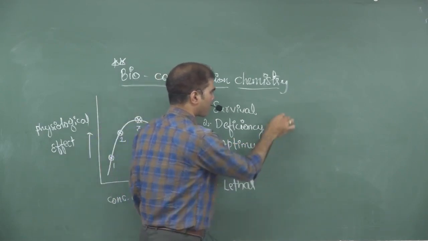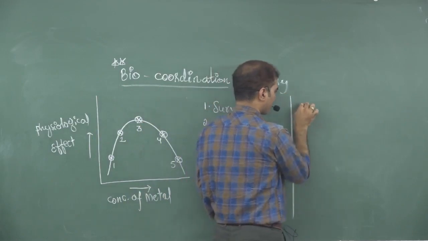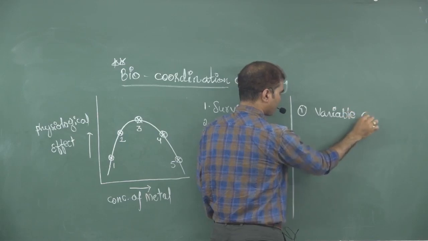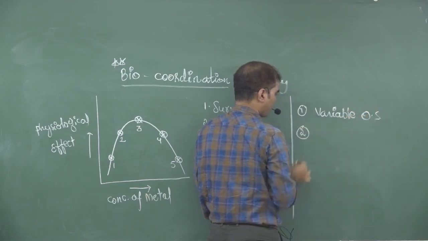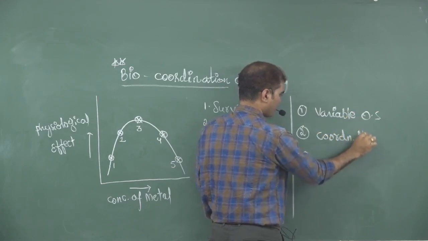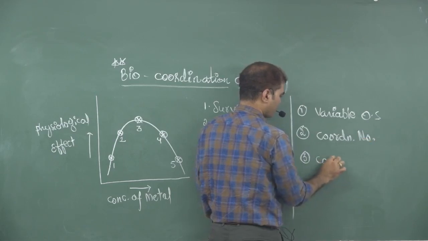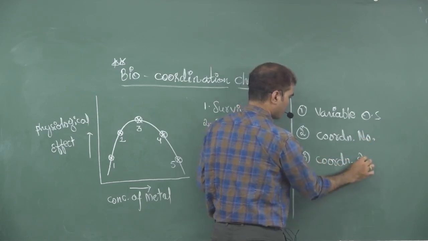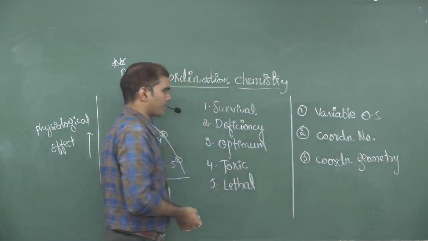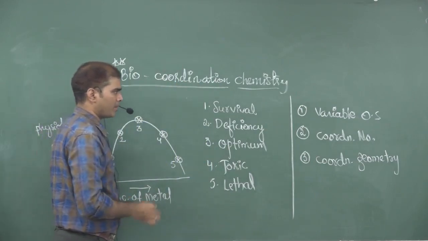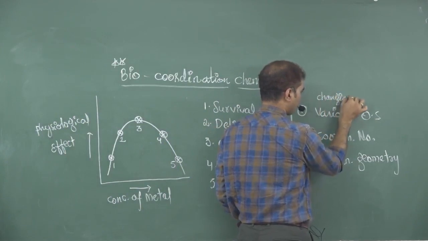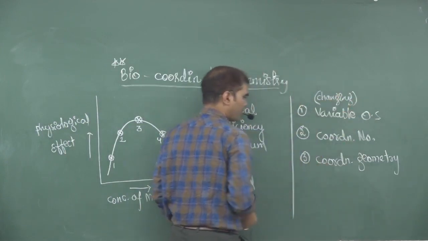These are: metals have variable oxidation state, variable coordination number, and variable coordination geometry. Variable means changing.